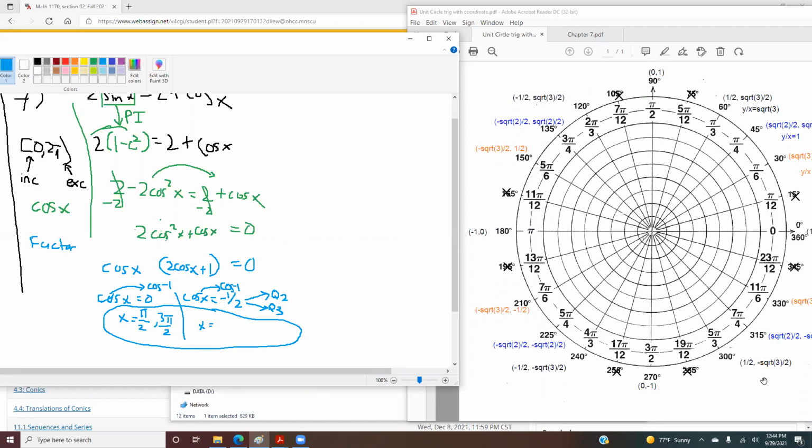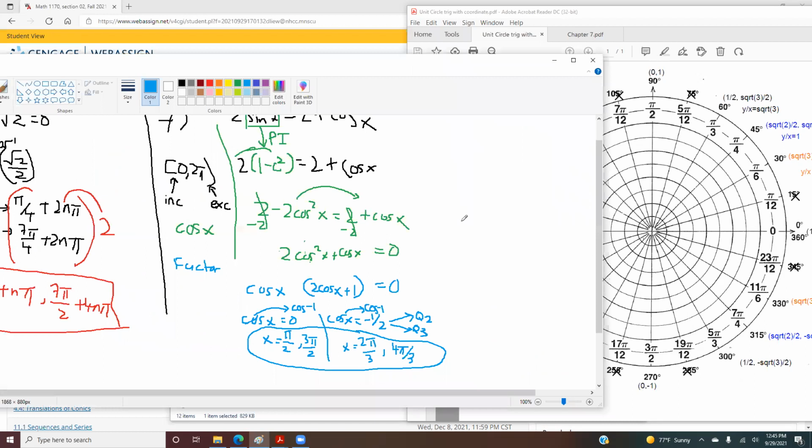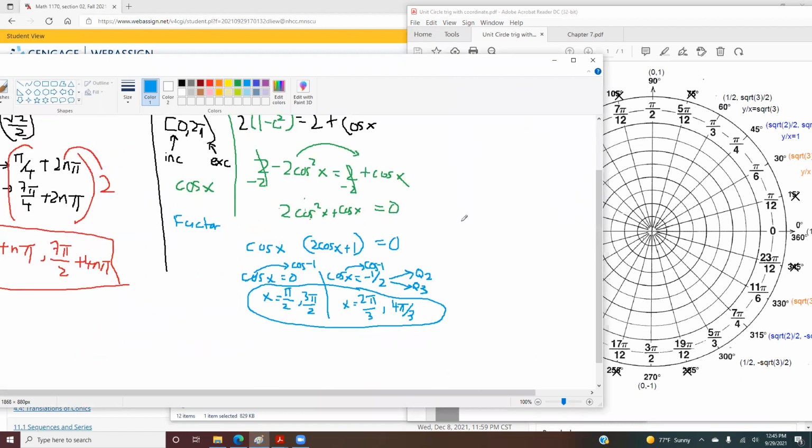Two pi over 3 and 4 pi over 3. Yep, that is correct. And this is your answer in this case for number 7. Anyone have any questions for me?